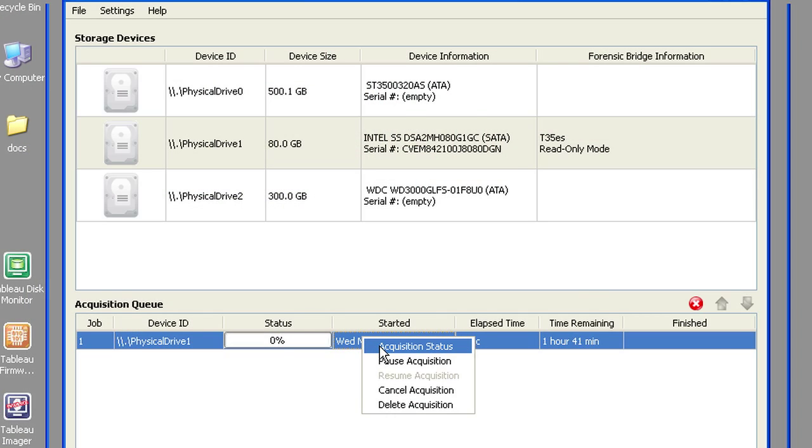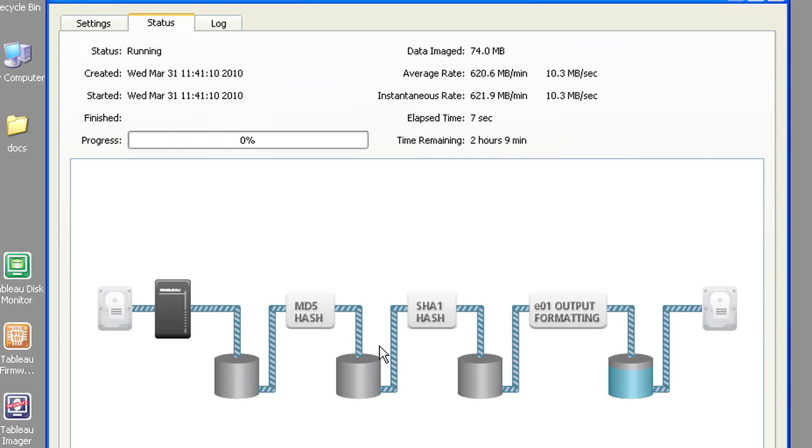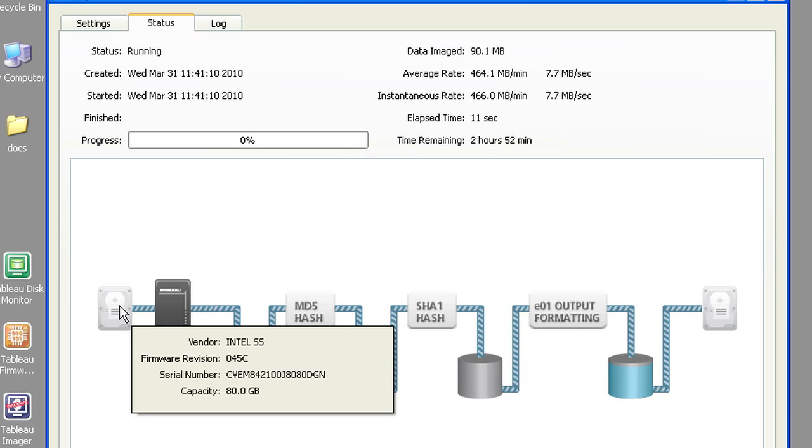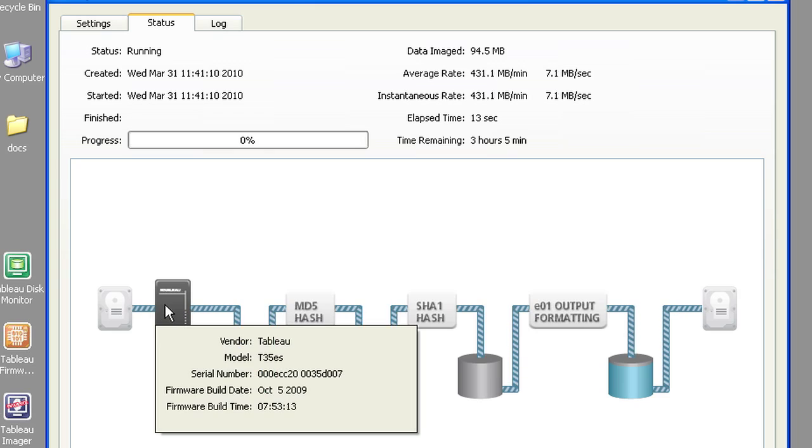First, I can take the cursor and hover over each of the elements on screen. So when I hover the cursor over the source drive, I'll see the information about the source drive, including its vendor, firmware revision, serial number, and capacity. Likewise, I'll see the same kind of information for the write blocker itself.